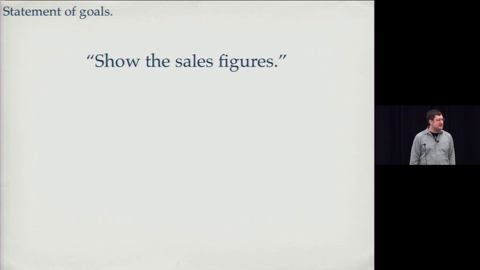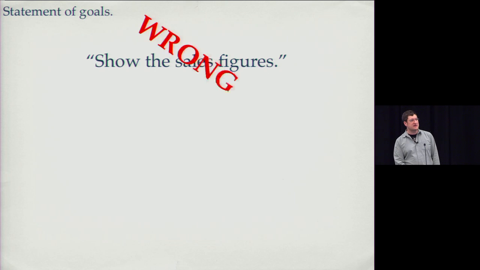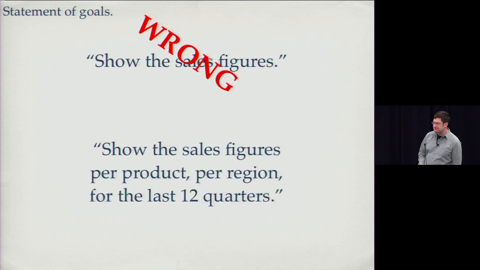It's a little ambiguous. It doesn't give us much to work with, is the problem with this. So we're going to veto that and move to something a little more detailed. A goal like this, show the sales figures per product per region for the last 12 quarters. This is very specific. In fact, this is a miniature specification for what it is that we're going to draw.